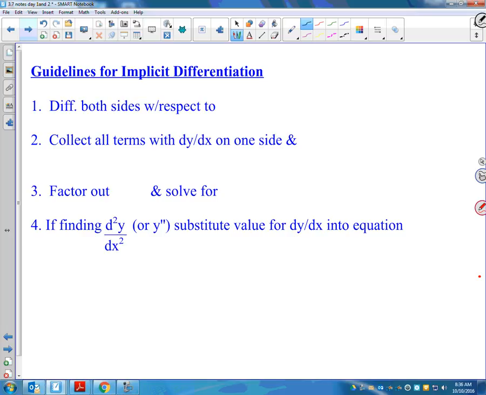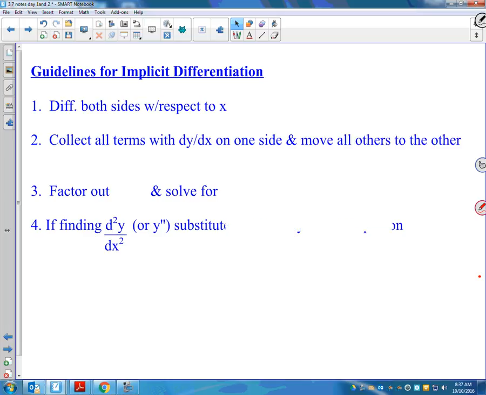So I said differentiate both sides with respect to x. That's what we just did. And then you're going to collect all terms with dy/dx on one side and move all the others to the other side. That's just the algebra of solving for dy/dx. We'll do one of these in a minute, doing all these steps.